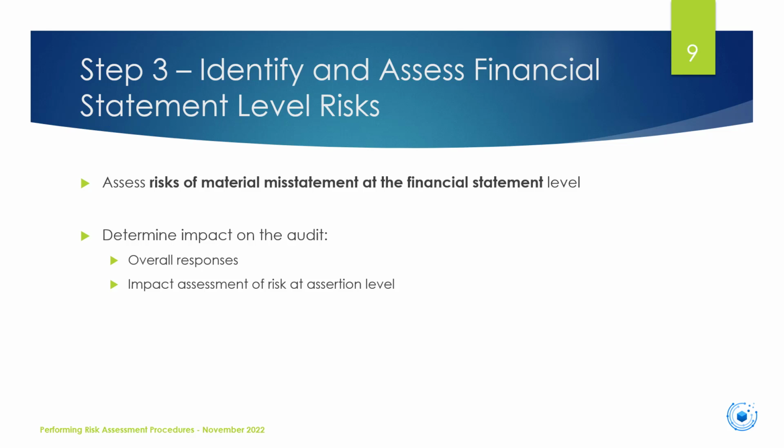So, for example, you could have a financial statement level risk that may be that management has a bias to increase profits in order to meet a banking covenant. And this would be a financial statement level risk. However, it would also have an impact on the accounting estimates, which impact the assertion level, such as the allowance for doubtful accounts and the net realizable value of inventory.